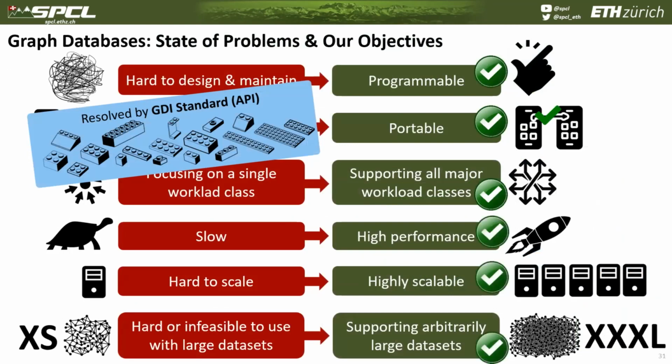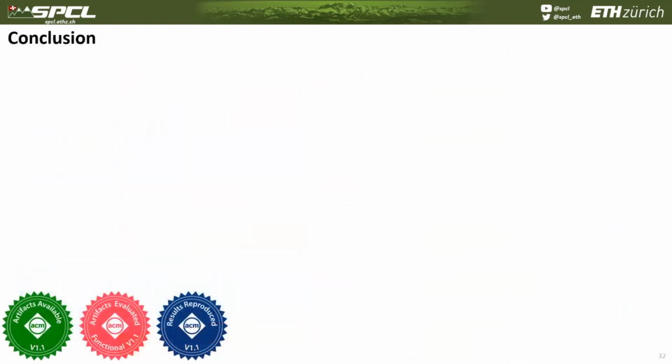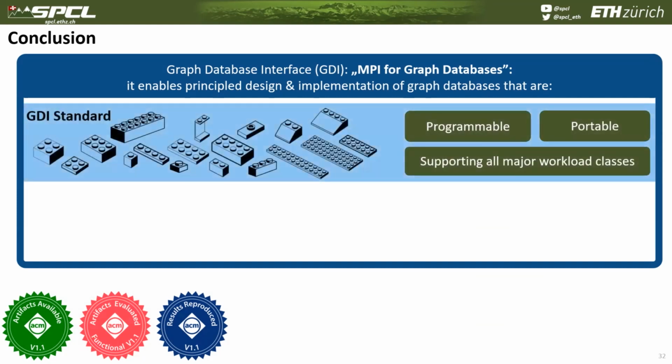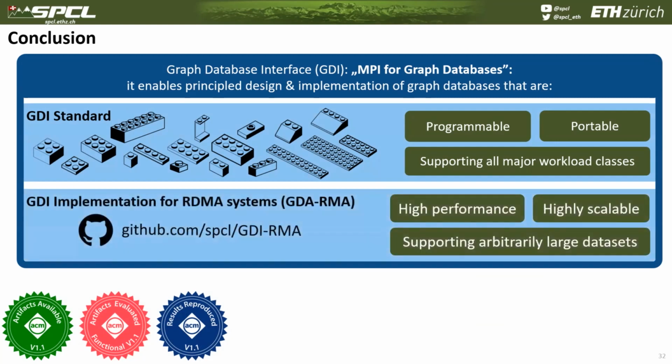So the second class of challenges is now resolved by the GDI implementation that you can find online. And with this slide, I would like to conclude. In our effort, we devised the Graph Database Interface, in short GDI, which you can really think of as the MPI for graph databases, because it enables principled design and implementation of these systems, and it consists of two parts. On one hand, it comes with the GDI standard that facilitates programmability, portability, and versatility across different workload classes. On the other hand, it comes with the GDI implementation for RDMA systems that facilitates high performance, high scale, and support for big graph datasets.